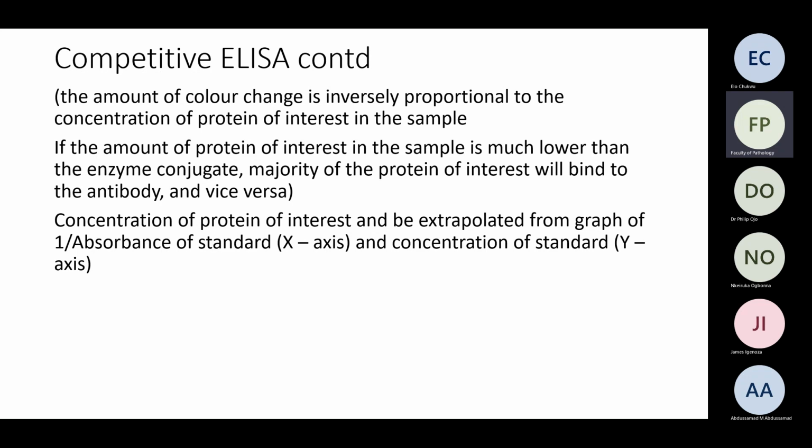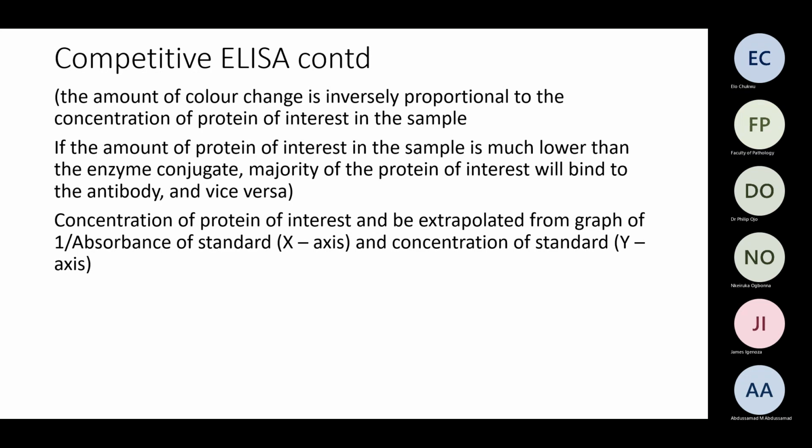Remember that the color change is determined by the amount of enzyme. So if the color changes much, it means that the majority of the binding was done by the enzyme conjugated protein. It means therefore that the amount of your protein in the sample was small.